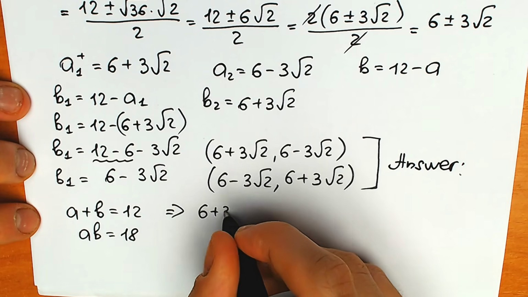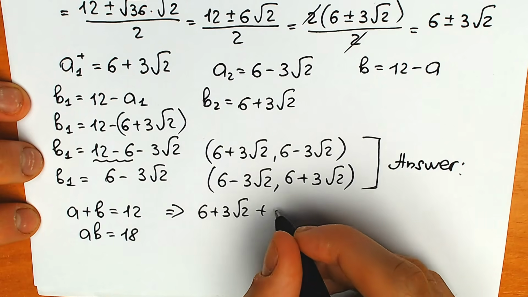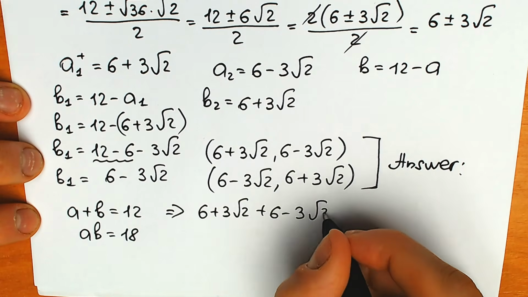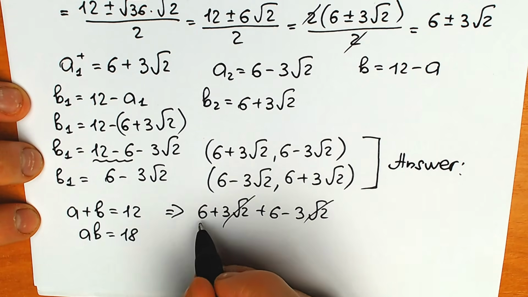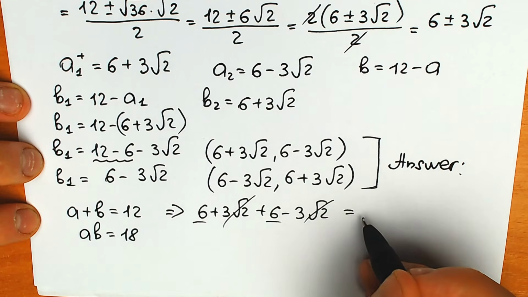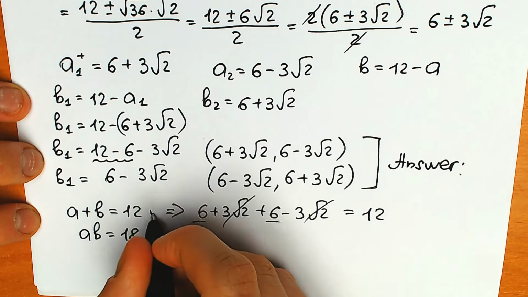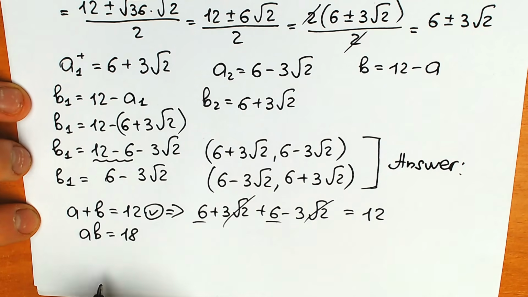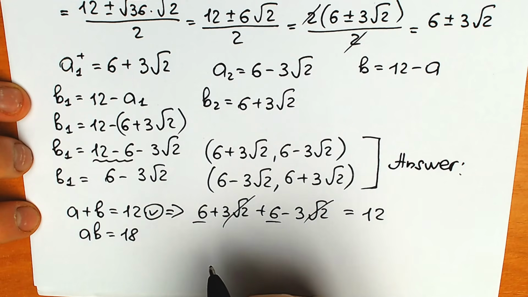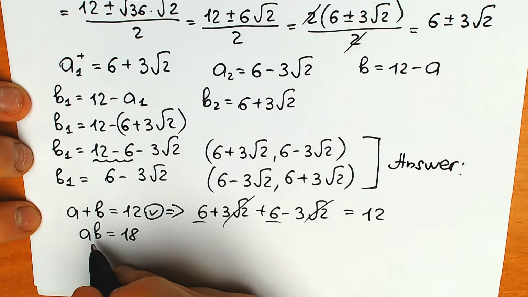So 6 plus 3 square root of 2 plus 6 minus 3 square root of 2. We're going to cancel this one. As a result, 6 plus 6 equal to 12. So our addition is great. So a plus b equal to 12 is absolutely great. And in the end, let's check real quick our multiplication with the same principle.